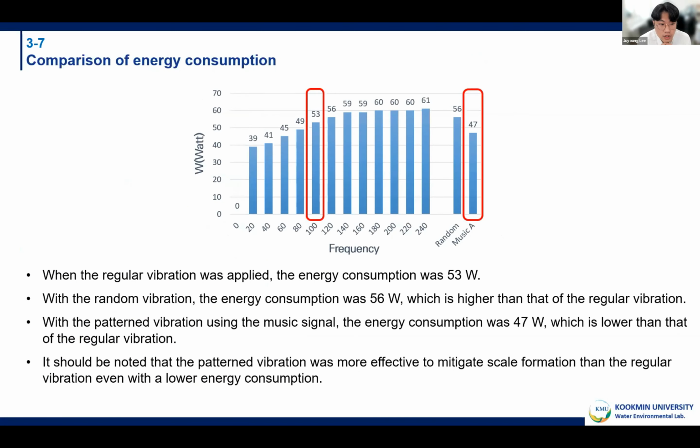To further investigate the effectiveness of the vibration, the energy consumption for the vibration generated by different signal inputs was measured using a digital power meter. When the regular vibration was applied, the energy consumption was 53 watts. With the random vibration, the energy consumption was 56 watts, which is higher than that of the regular vibration.